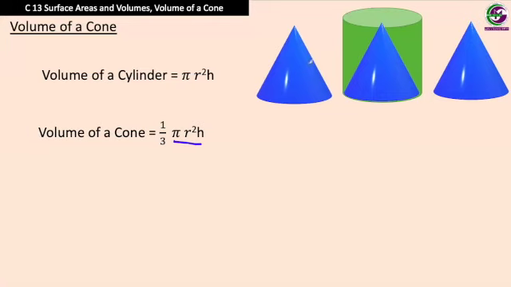But remember, in a cone, we also have to consider the slant height. So whenever they talk about slant height in a question, we have to consider a right triangle with L as the hypotenuse, H as one of the sides, and R as the other side. Let us see the examples.